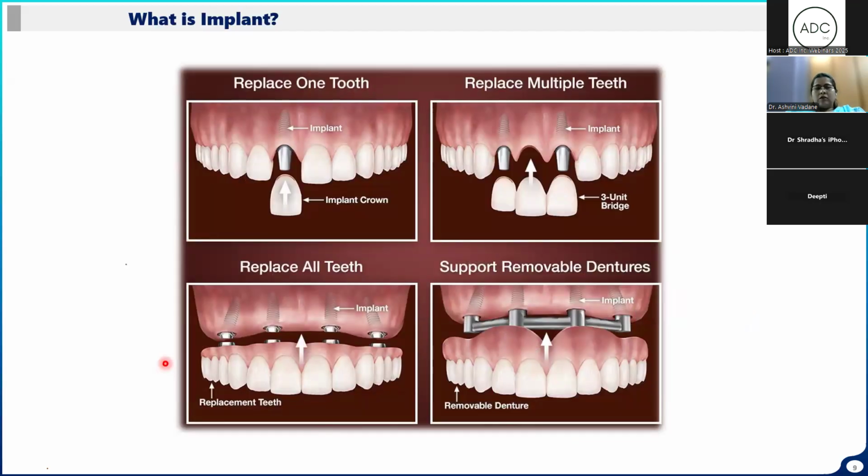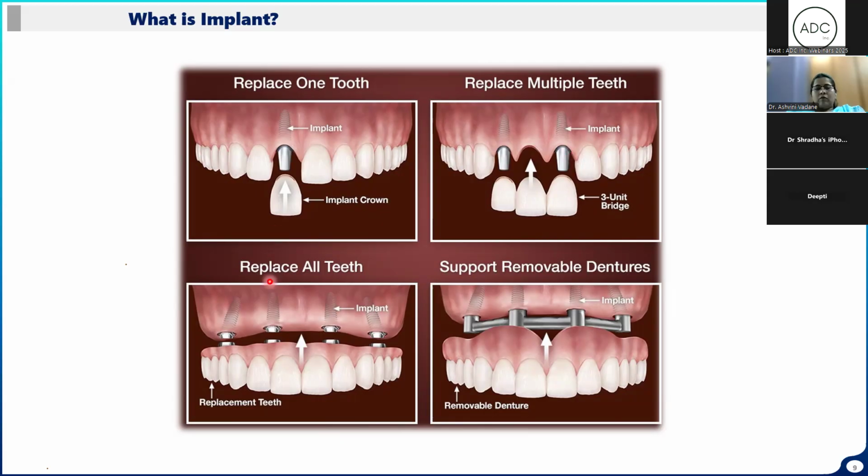Then what is a dental implant? So we can use it for the replacement of a single tooth, as shown in the first picture, or it can replace multiple teeth. In this first picture, they have replaced the central incisor with the dental implant. This is the dental implant screw and implant crown. Whereas in the second, they have replaced 3 teeth with 2 implants. They have placed the 2 implants and they have given the 3-unit bridge. In this way, with the help of dental implants, we can replace multiple teeth.